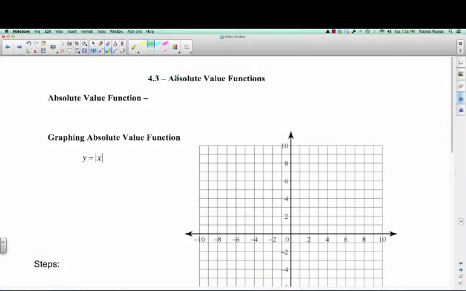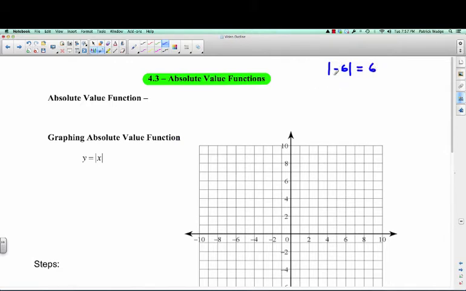4.3 is on absolute value functions, and you might remember talking about absolute value way back at the start of this course. Do you remember we asked you stuff like, what's the absolute value of -6? And absolute value is shown with those vertical bars there. And if you want to know what the absolute value of -6 is, the answer is 6.